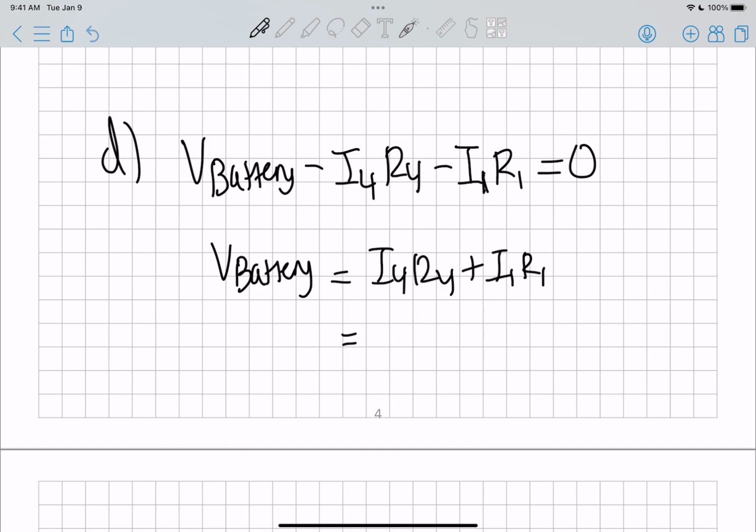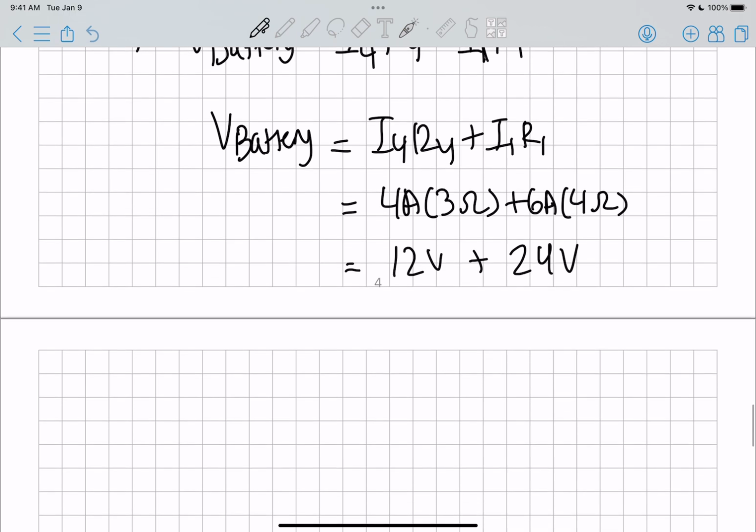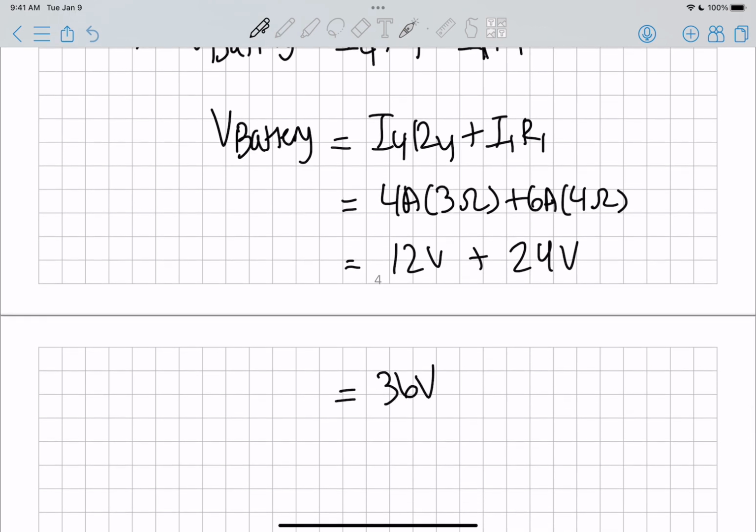I4, we already determined that to be 4 amps, and R4 was 3 ohms, right? And then I1 would have been 6 amps anyway, because that would be the original current that was delivered. Multiplied by R1, which would just be 4 ohms, right? And then this is just 12 volts plus 24 volts, and that gives you your 36 volts. And that's the voltage of the battery right there, right?